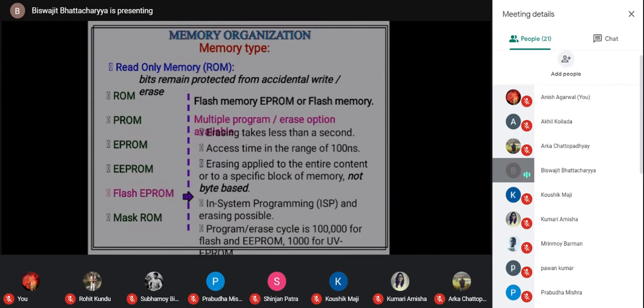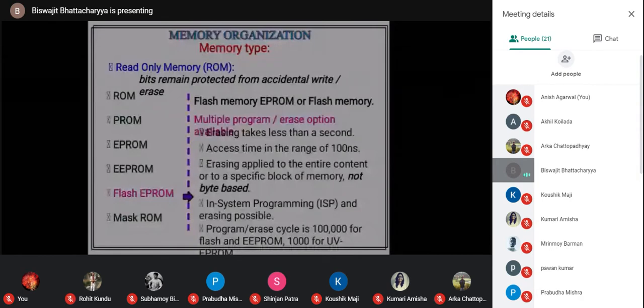Next comes the flash EEPROM. In flash EEPROM memory, or simply flash memory, multiple programming or erase operations are allowed and the erasing takes less than a second, a very fast erasing process. The access time of the memory is of the order of 100 nanoseconds typically, maybe less. So a very small time is required to access the memory and to read or write data.